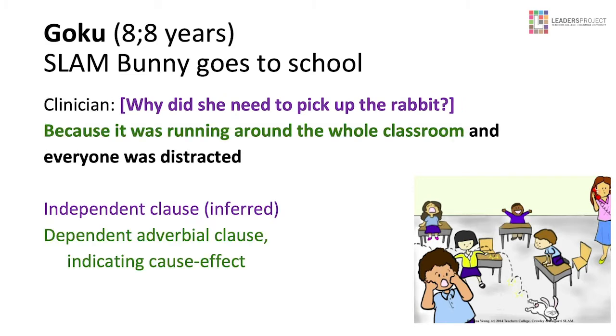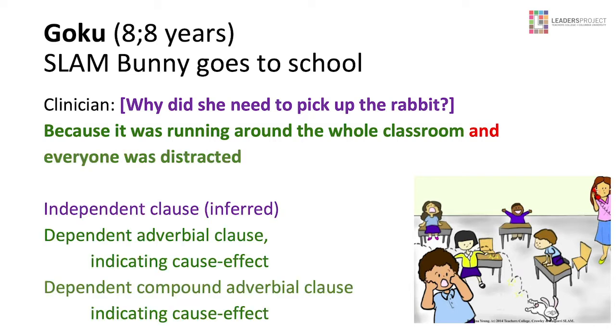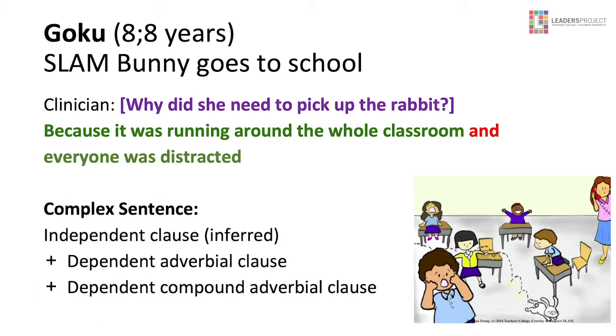The dependent clause would be because it was running around the classroom and everyone was distracted. Again, that's a compound adverbial clause. The first clause in the adverbial phrase in the dependent clause is it was running around the whole classroom, and the second one is everyone was distracted. So it's a complex sentence with two dependent clauses.